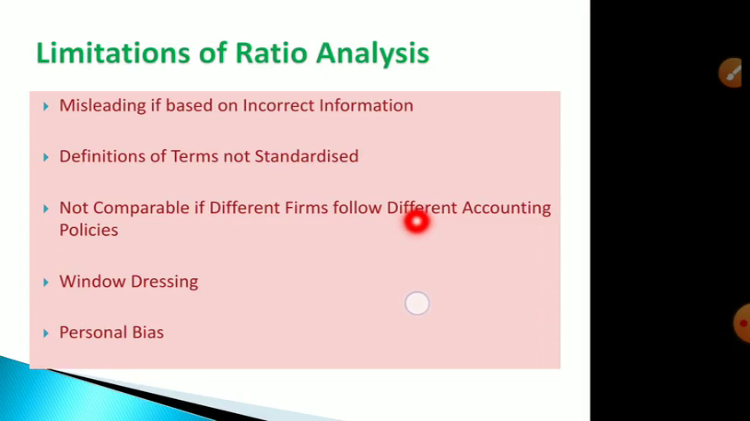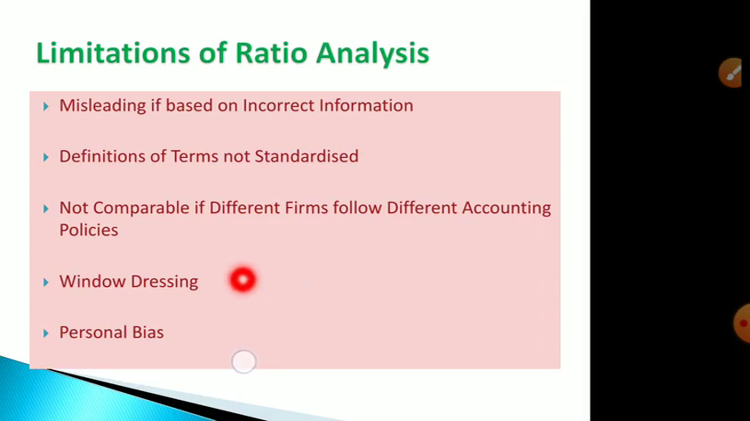Third point, not comparable if different firms follow different accounting policies. When the results of two firms are being compared, we have to always keep in mind that they might not follow the same accounting policies. For example, one might follow the straight line method of depreciation, other might follow the diminishing balance method of depreciation. Thus, it will be difficult for us to compare the two ratios of the two different firms.